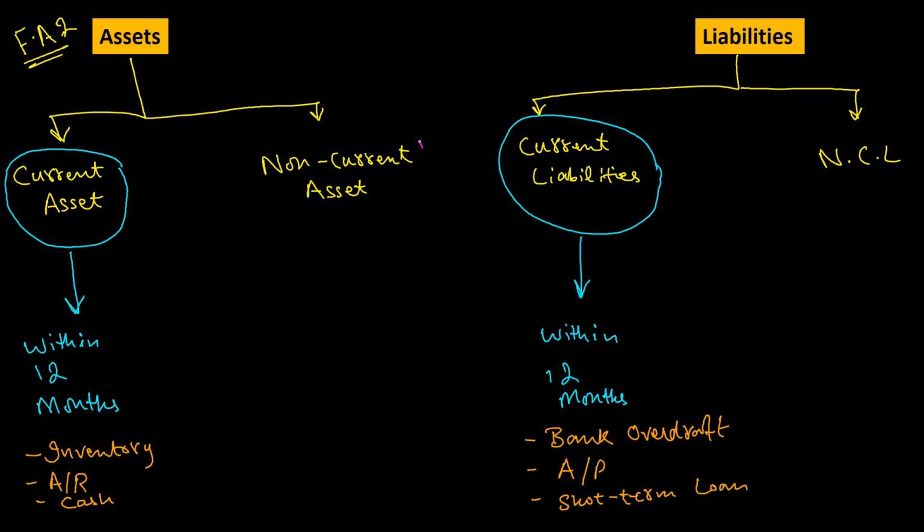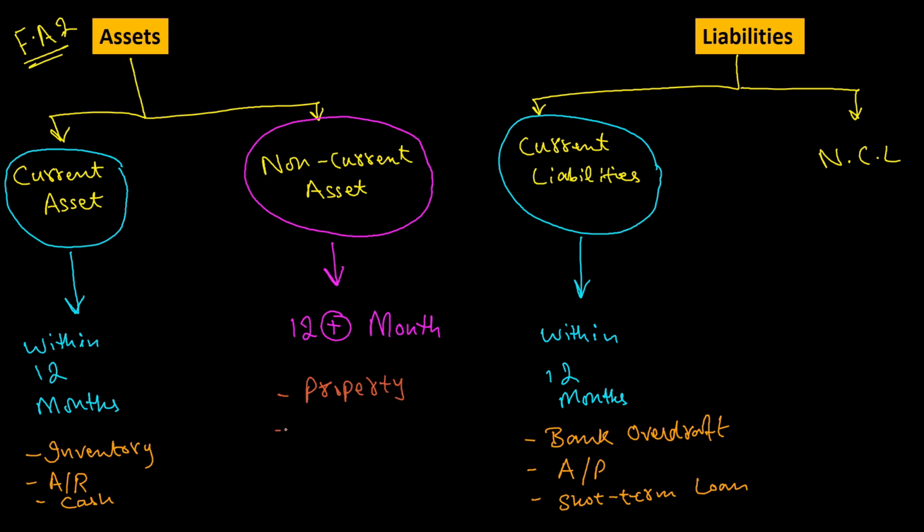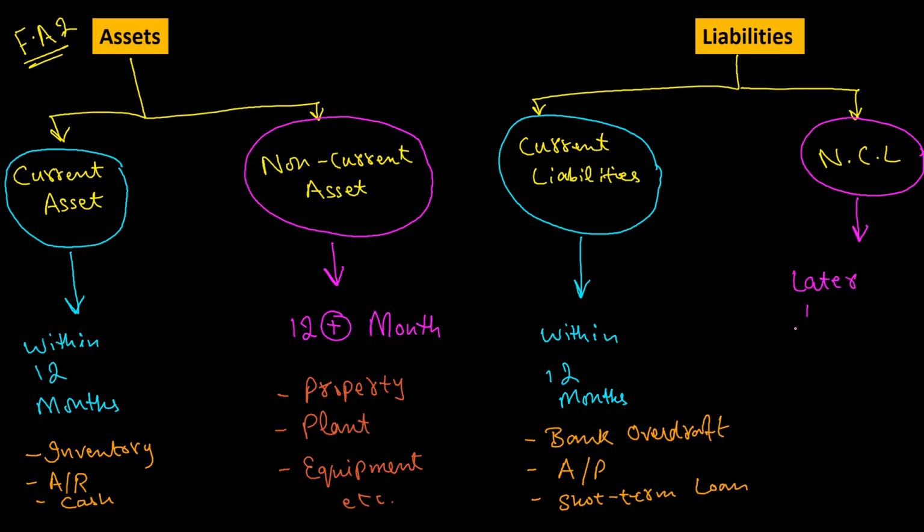Now if I talk about non-current assets, then these are those assets which we cannot easily convert into cash. Or we can say that it may require 12 plus months to convert them into cash, such as property, plant and equipment, etc. Similarly, non-current liabilities are such liabilities which are required to be paid later than 1 year.